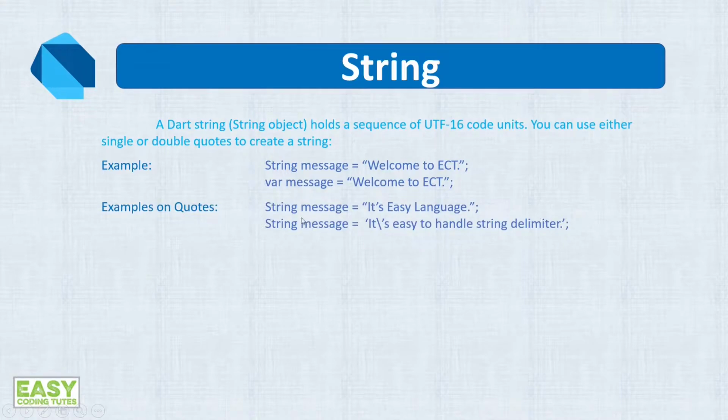Example on quotes, like string message equal to "it's easy language". Here we are using double quote, so writing apostrophe is very easy. And in the second statement we are using 'it\'s easy to handle string delimiter'. So here we are using single quote, so we have to use backslash then apostrophe.